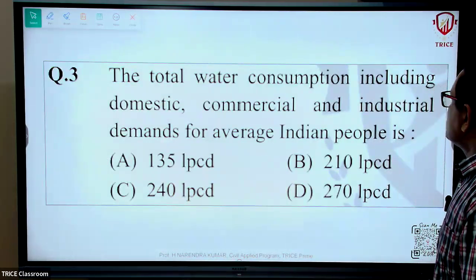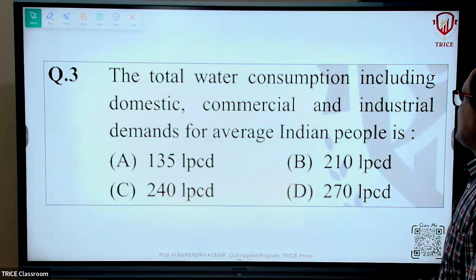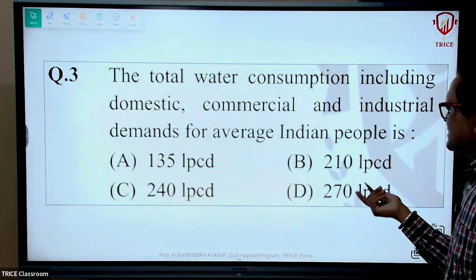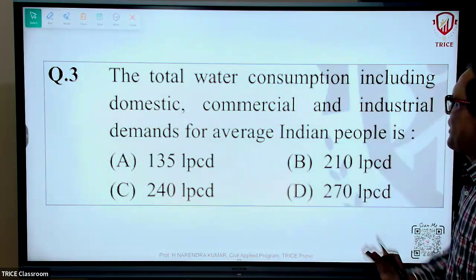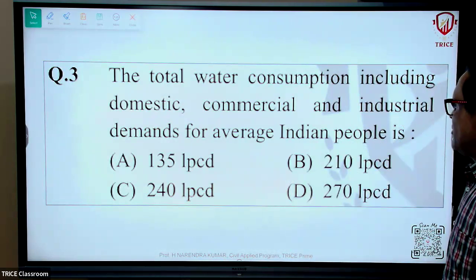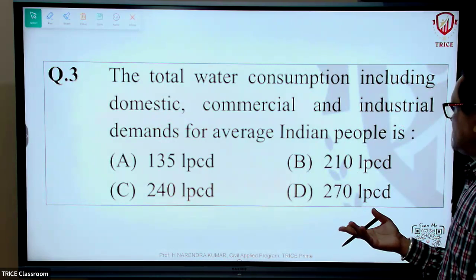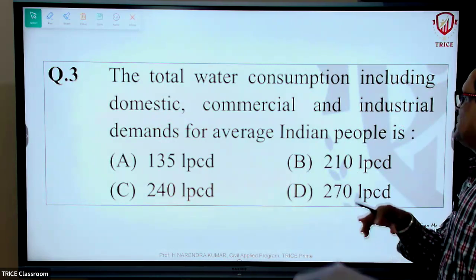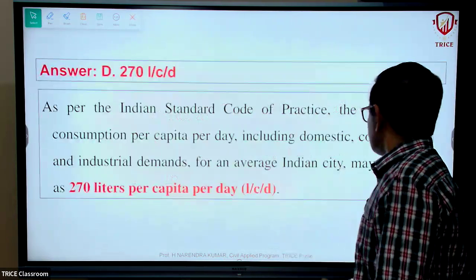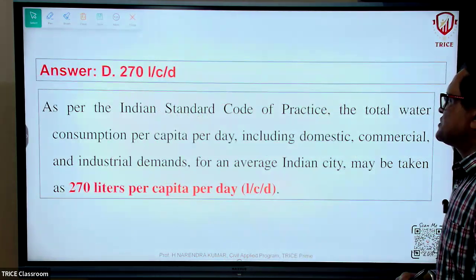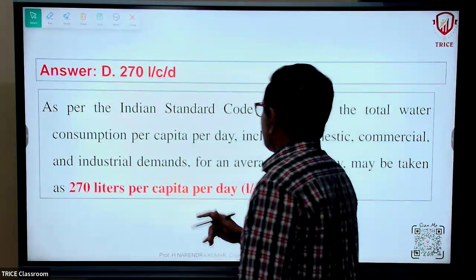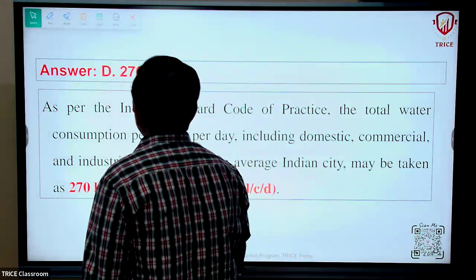Total water consumption including domestic, commercial and industrial demand. The same question can be asked in a different way. There is not much difference between the second question and the third question. The answer remains the same, 270 liters per capita per day.